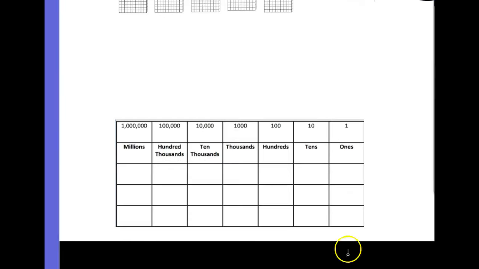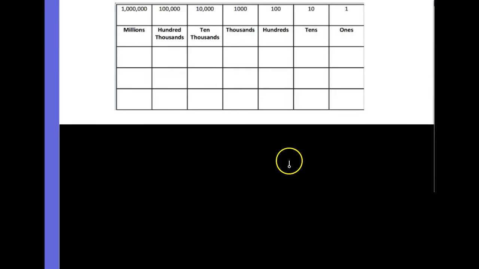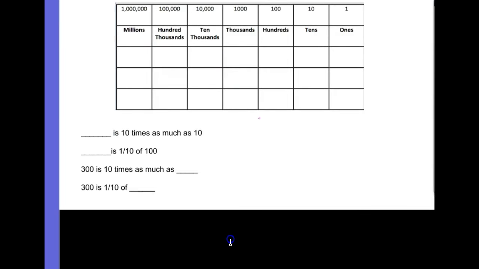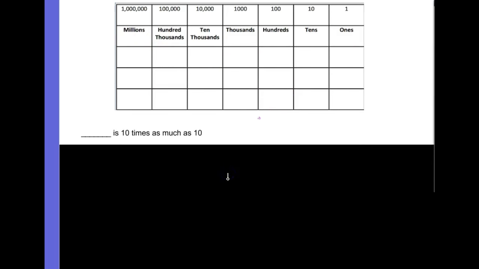All right, so let's work with a couple of questions. These are some questions that you might see coming up in the next few days. Right here we have our same place value chart, and here are some sample questions. We're just going to look at this first one for right now. It says blank, or what, is 10 times as much as 10.